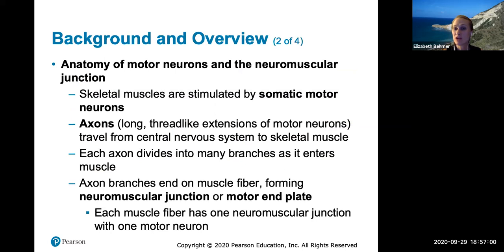So, the anatomy of motor neurons and the neuromuscular junction. This describes what happens at the junction between a nerve, a motor neuron, and the muscle, and we call that the neuromuscular junction. Skeletal muscles are always stimulated by what we call somatic motor neurons. Axons travel from your central nervous system to the skeletal muscle. Each axon divides into many branches as it enters the muscle, and these axon branches end on the muscle fiber, forming the neuromuscular junction or the motor end plate. Each muscle fiber has one neuromuscular junction with one motor neuron.